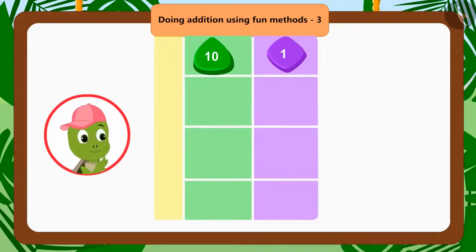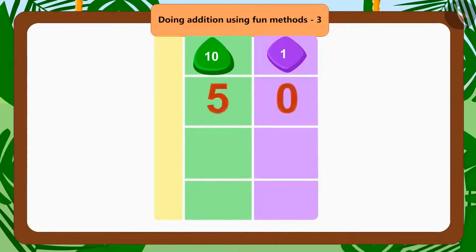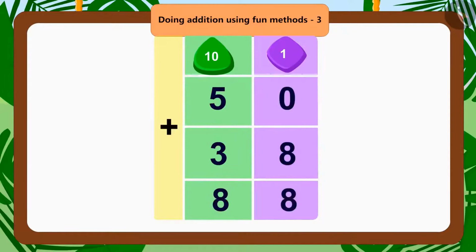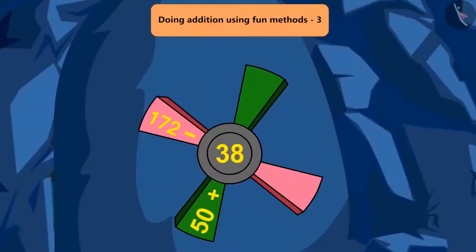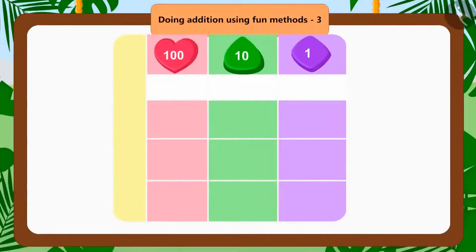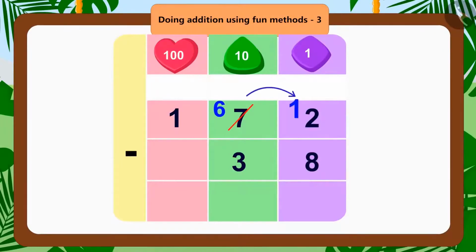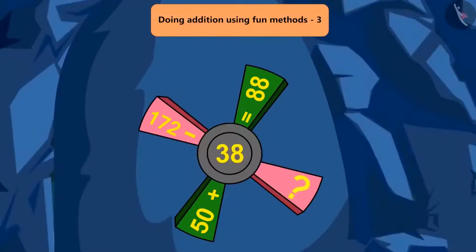Let us first solve the addition question on the windmill. If we add 38 to 50, what will be the total? That's right, 88. Come, let's fill the blank space. Now, we will solve the subtraction question on the windmill. If we subtract 38 from 172, what will be left? Yes, we are left with 134. Let us fill it in the second blank on the windmill.